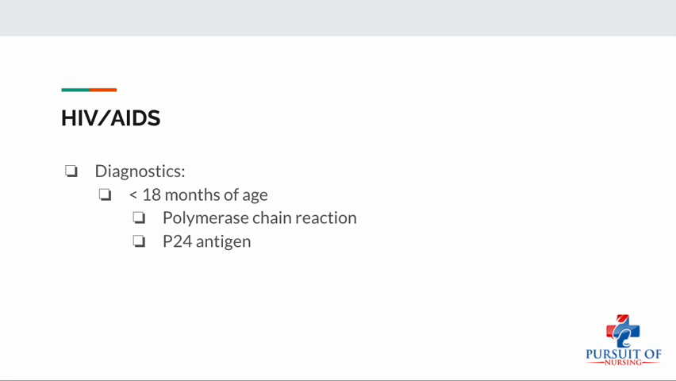So interventions in dealing with children or infants that may be infected with HIV: you want to wear gloves when you're coming in contact with their body fluids. You want to clean up their body fluid spills with a 10-to-1 ratio of bleach and water, and then you want to discard any unused refrigerated food or formula after 24 hours.